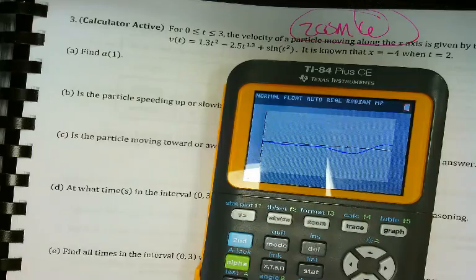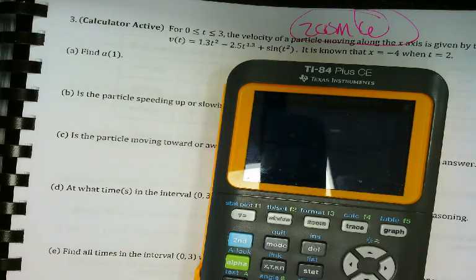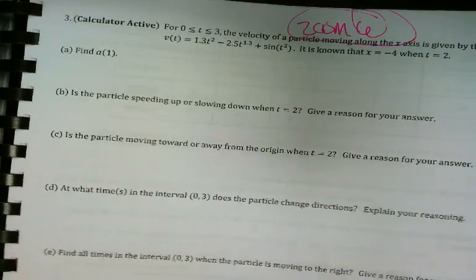What are you trying to find? The intersection of these two. Intersection. How you justify speeding up and slowing down. Correct. Everybody good on part A? Part B, how do I justify speeding up and slowing down?